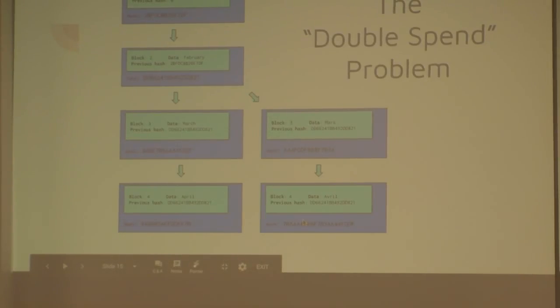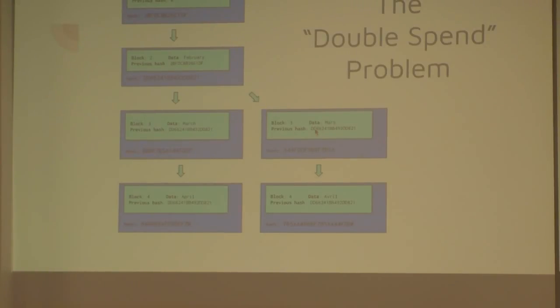Also, another problem, someone might actually maliciously do this, because what they might do is they might send money to one person in this block and then make sure they get whatever it is that they bought, and then quickly send the same exact money to someone else in this block. Right? And that would be called a double spend problem.